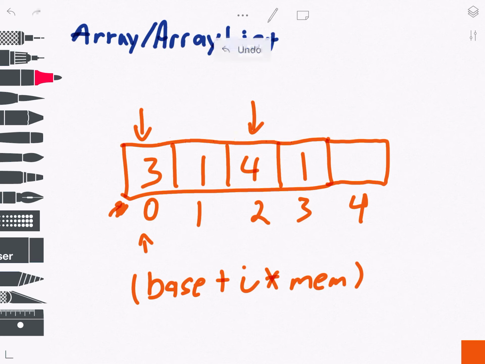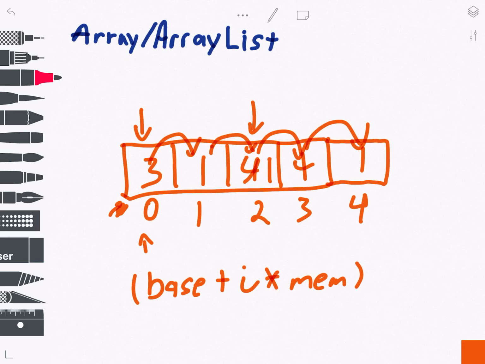Well, what becomes the difficult thing is this has to be copied into here. This has to be copied into here. This has to be copied into here. This has to be copied into here. And then finally we can put our new value into this position here. All right. So how many copies have to be made? Well, it depends how many items we have to move. However many items we have to move, that's how many copy operations have to be done.